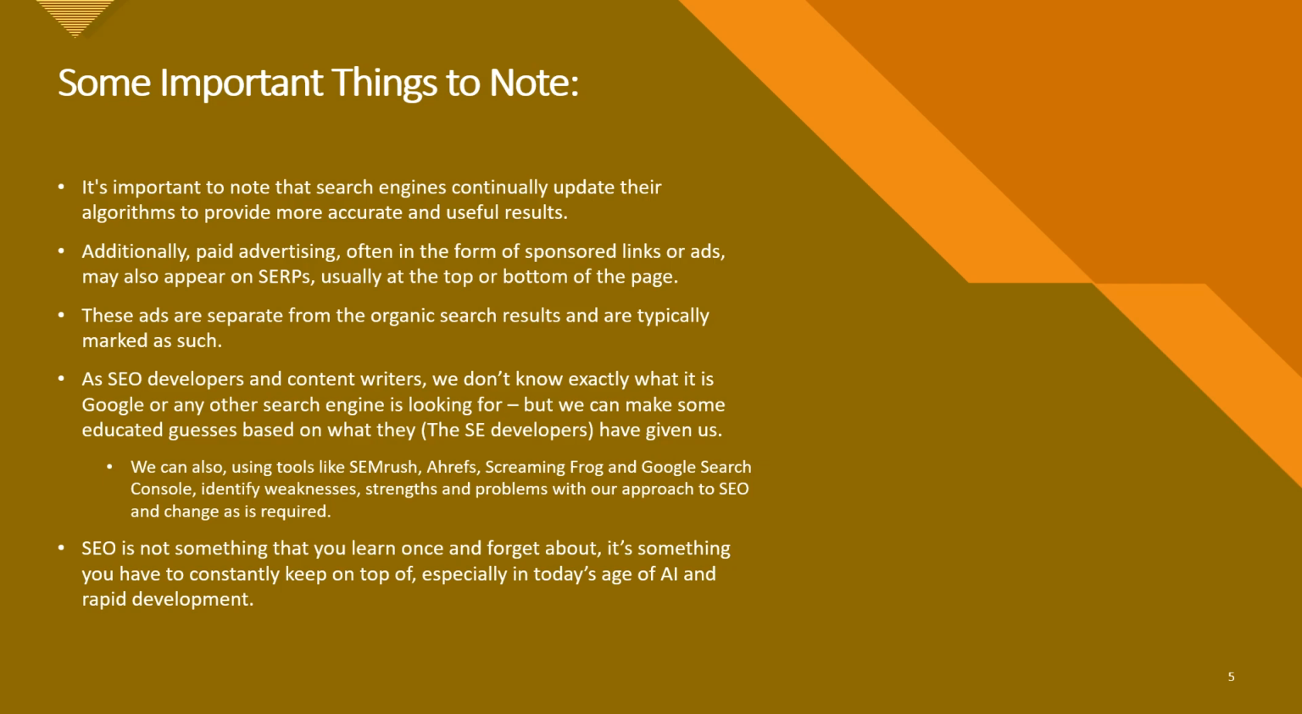All right. So we don't know exactly what it is that the algorithm waits for. In general, what we are trying to do though is follow the guidelines that people like Google or companies like Google have given us to ensure that our content is ranked alongside that sort of path that they want, right? We can also use tools like SEMrush, Ahrefs, Screaming Frog, and Google Search Console to identify weaknesses, strengths, and problems with our approach to SEO and change as required and as necessary.